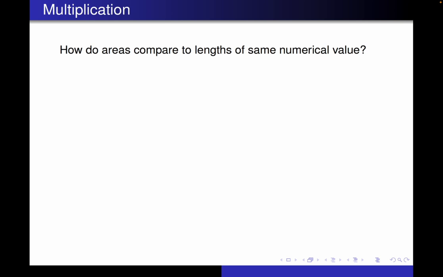What we were doing in the previous example was taking our lengths, our 4 and our 3, and combining those with a multiplication into an area. Now, sometimes it's helpful to think about how areas compare to lengths of the same numerical value. In other words, if I have something of length 1, how can I make something that has area 1? Well, that's pretty straightforward for the 1. 1 in area is just a 1 by 1 square. But 2 or 3 can be a little bit trickier.